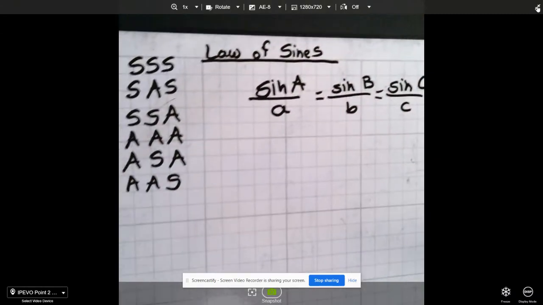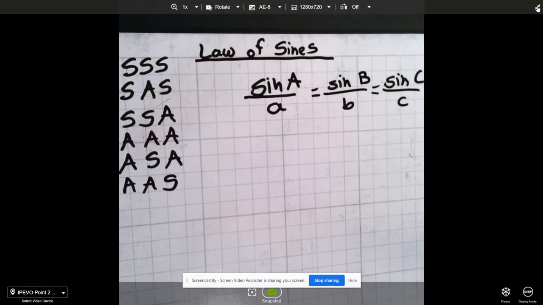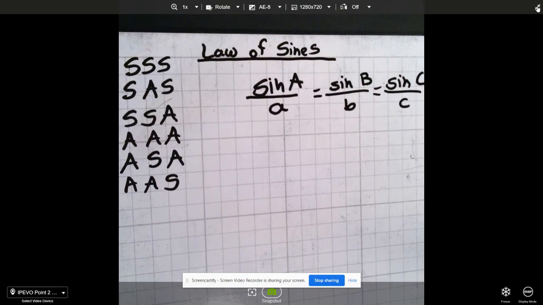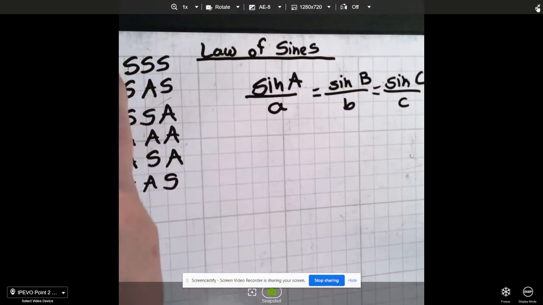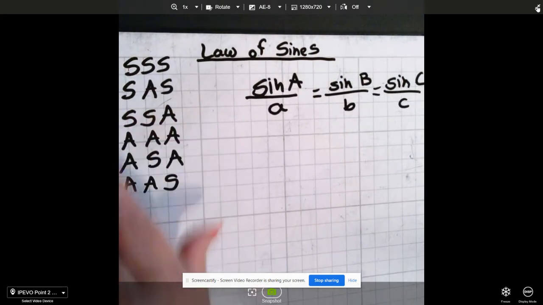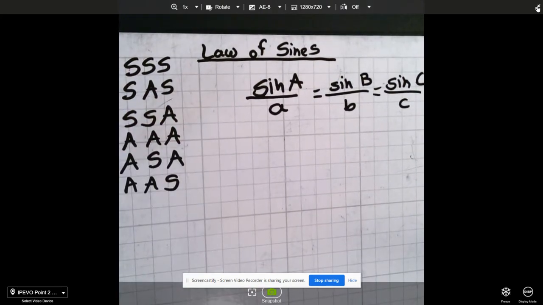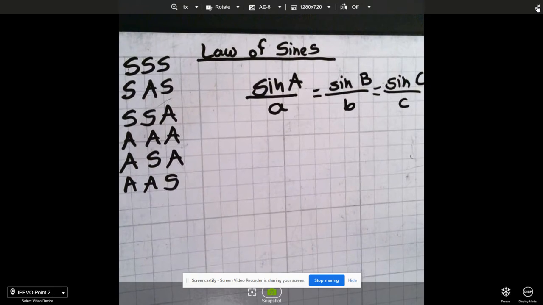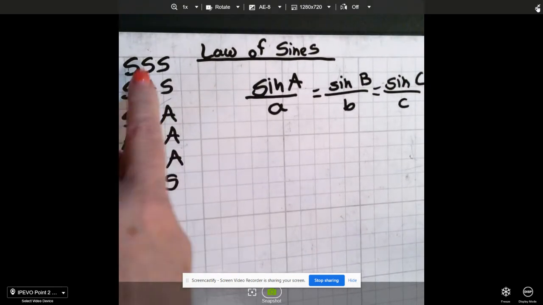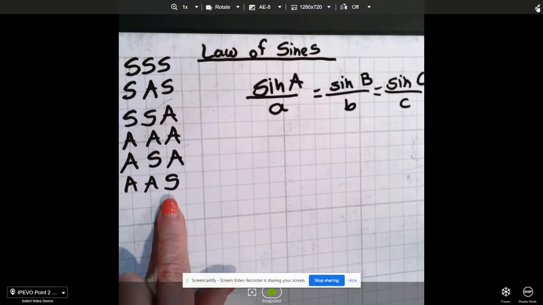All right. So now we're going to have to talk about, well, when can I use the law of sines? Because you can't always use the law of sines. So if you've taken geometry, these little acronyms here probably mean something to you. But if you haven't taken geometry, they probably do not. So what this tells you is what you know in a triangle.